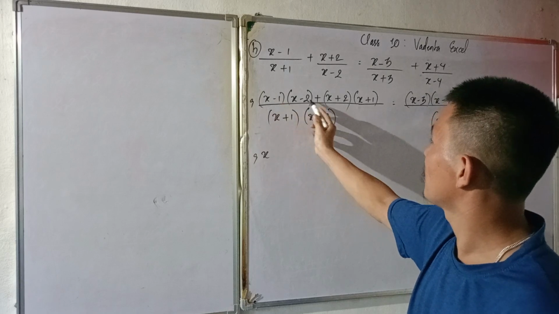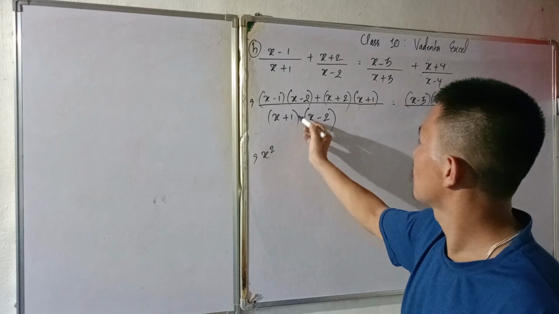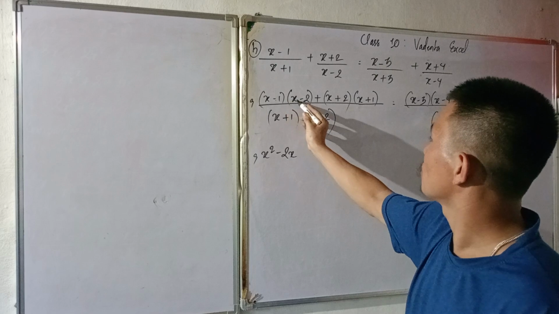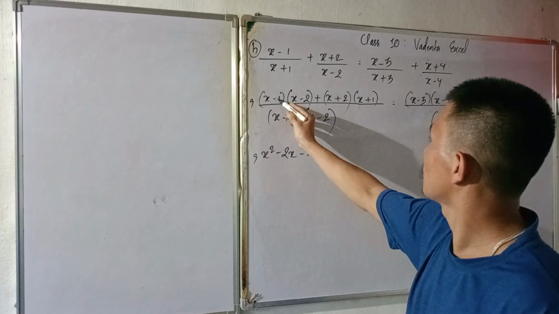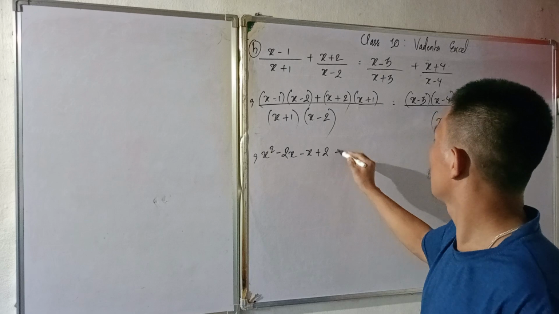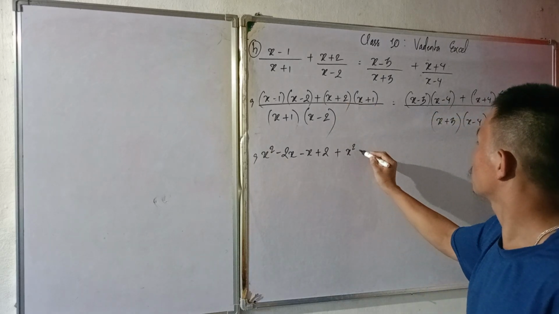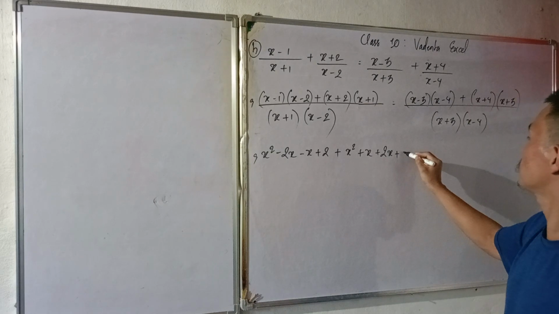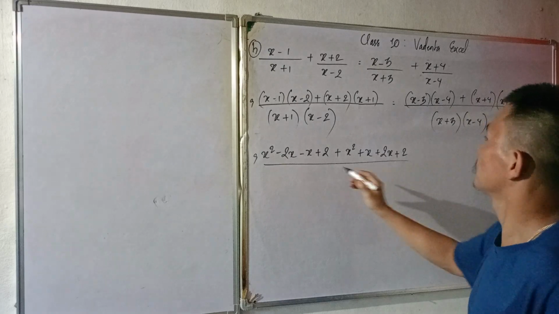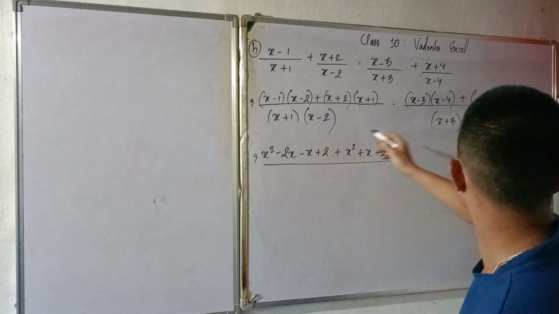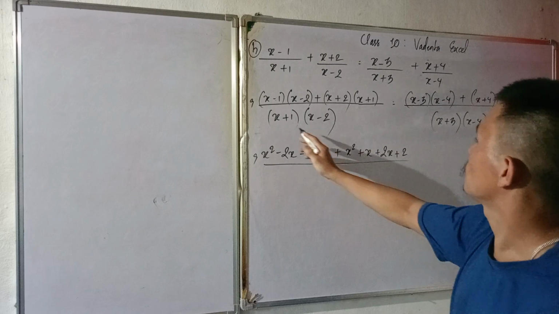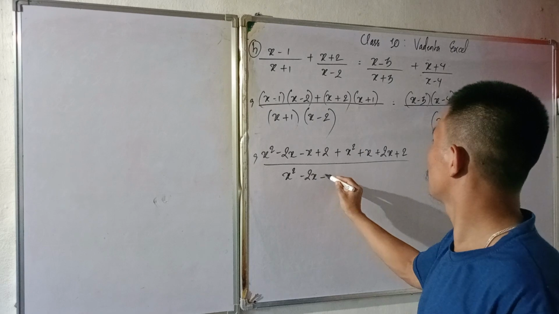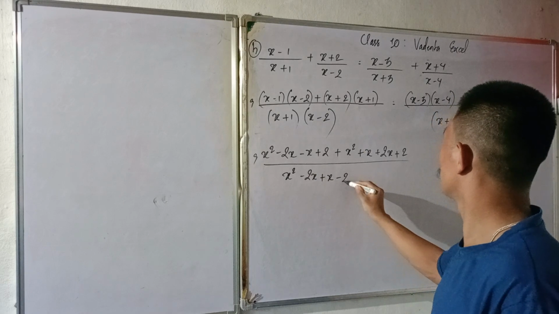Let's multiply x with x minus 2. x into x, x squared minus 2x. And minus 1 should also multiply this x minus 2: minus x, minus minus plus 2, plus x squared plus x, same as before, 2x plus 2. Divided by, here also you just multiply. If there is anything that can be cancelled, nothing here, so you just multiply x into x, x squared minus 2x plus x minus 2.